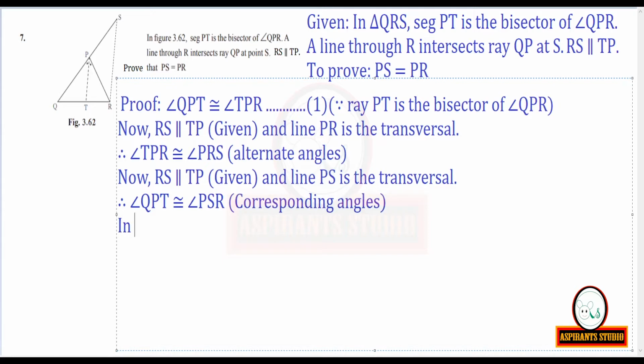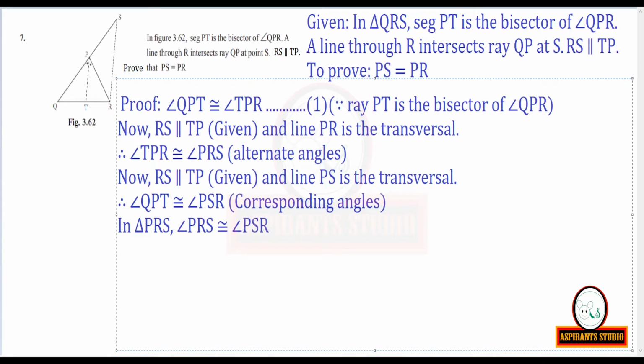The corresponding angles formed by a transversal of two parallel lines are of equal measure. Now, in triangle PRS, angle PRS is congruent to angle PSR from equations 1, 2 and 3. See, equation 1 is the first one.